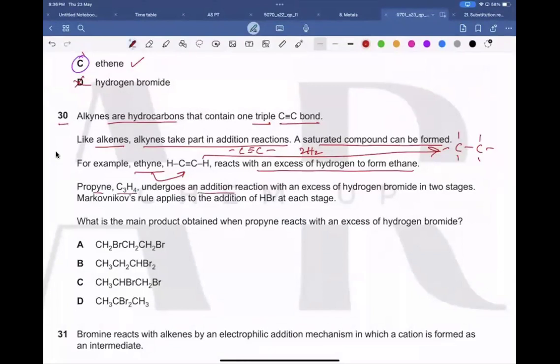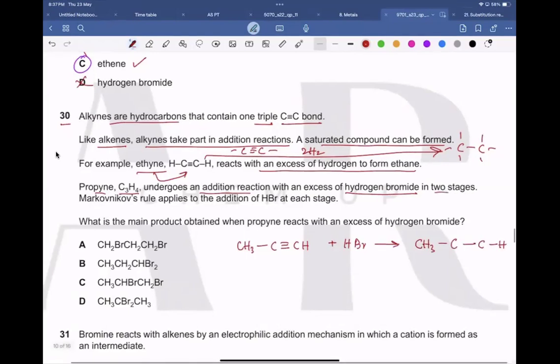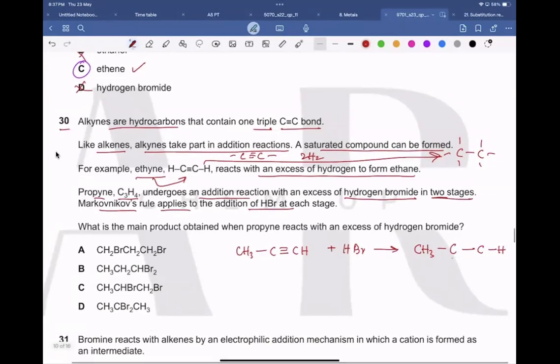Propyne C3H4 undergoes an addition reaction with an excess of hydrogen bromide. If you make propyne, it is going to be CH3, C, triple bond, CH, with excess of HBr. In 2 stages, Markovnikov's rule applies to the addition of HBr. Markovnikov's rule says that hydrogen is going to bond to the carbon which already has more hydrogen. So between these 2 carbons, this carbon has already 1 hydrogen. So one H is going to bond over here and bromine is going to bond over here.